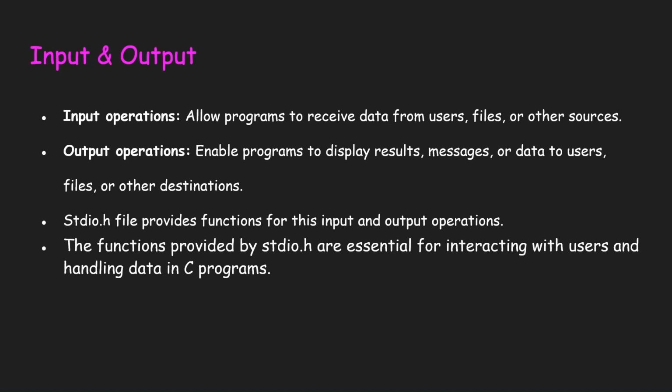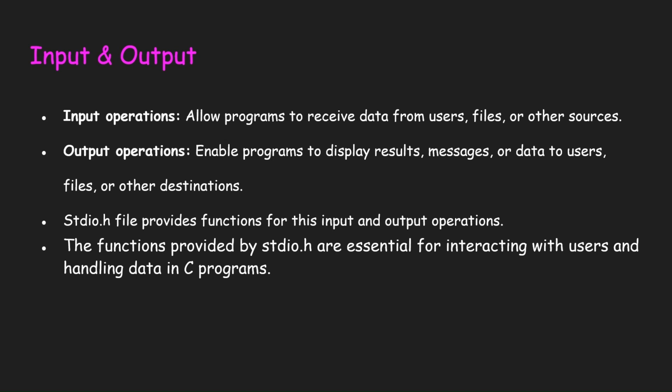What is input and output operation? Input operation. It allows programs to receive data from users, files or other resources. For example, we type in our keyboard, we click the mouse or we touch the screen. These are input operations. Output operations. The programs display the results, messages or data to users or files or other destinations. For example, the executed results are displayed on the monitor.